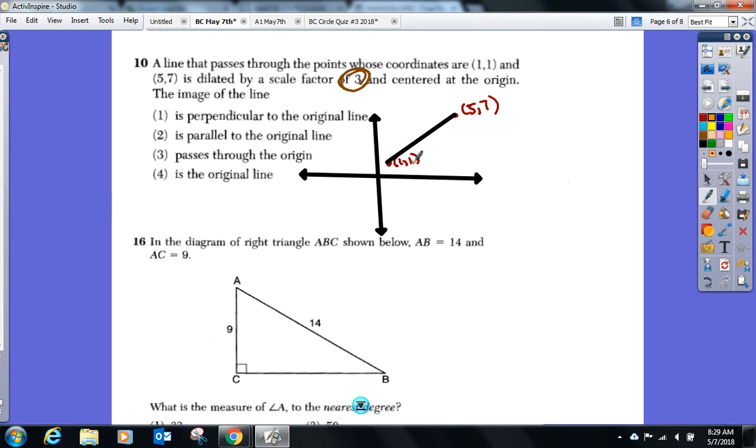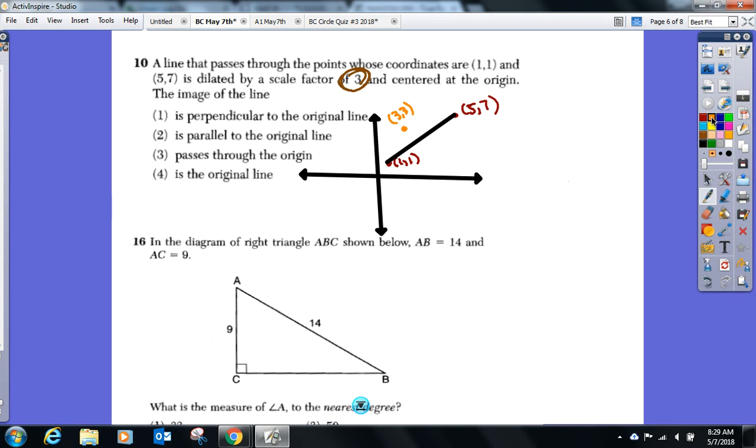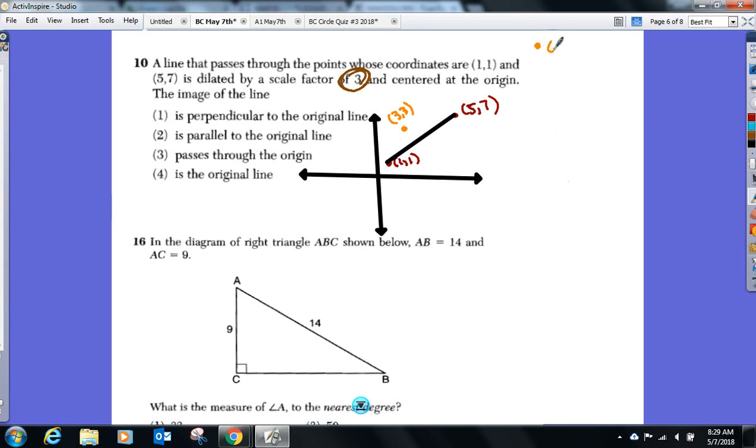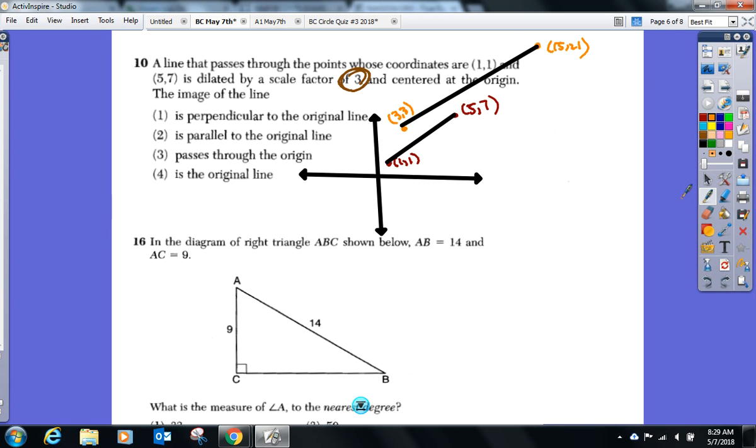So 1, 1 is going to go to 3, 3. And 5, 7 is going to go to 15, 21, right? And you don't need to do this. I'm just trying to show you a visual here. What's going to happen? It's not the same line, obviously. It doesn't pass through the origin, but they are going to be parallel.